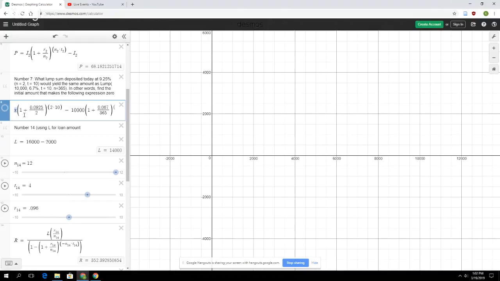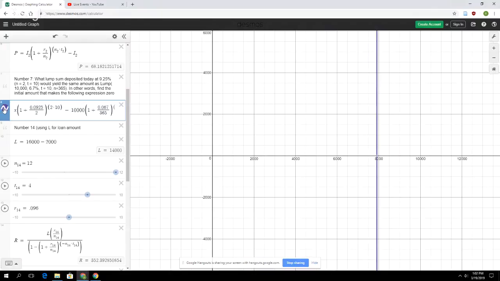But this is the initial amount I don't know, right? So here's what I said was I want to know when this equals 0. So I plugged in initial unknown amount, 1 plus r over n, n times t there. And I've done the same thing for the second term, except we've got all known quantities. And then I just set it equal to 0. And if I turn this on, Desmos is going to plot the x value that solves that equation. And there it is, right there.